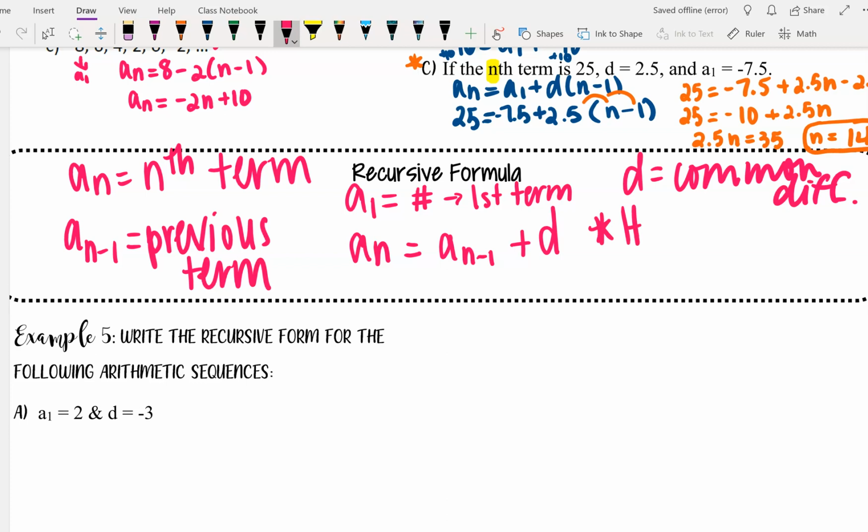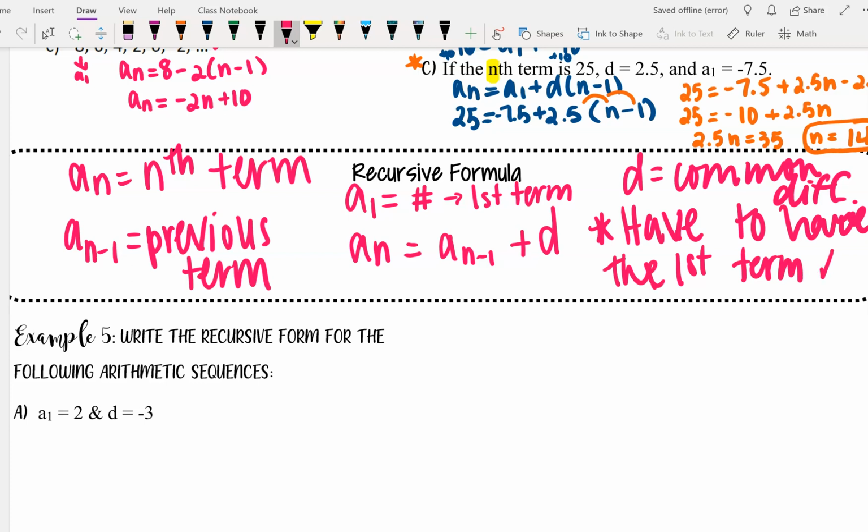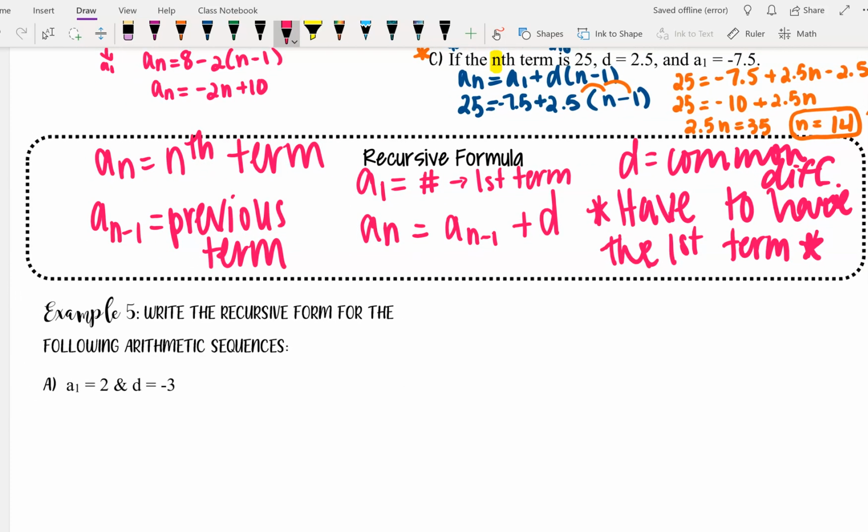The biggest thing you need to get out of this is you have to have the first term. If you don't have the first term, then you don't have a starting point to add your common difference one after another. And we're going to do a couple examples of this.